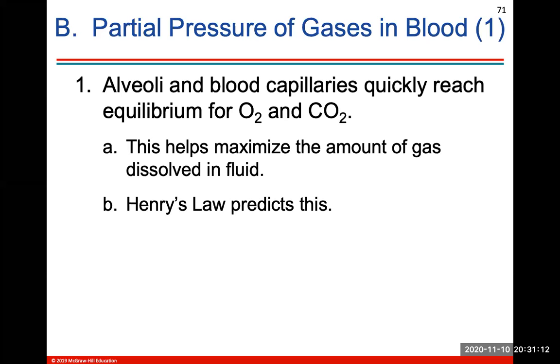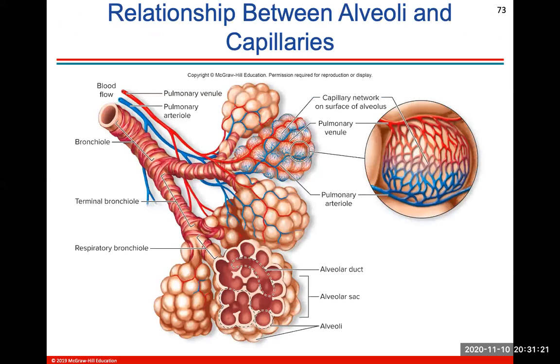So alveoli and blood capillaries quickly will reach equilibrium, and this will help maximize the amount of gas dissolved in fluid. Again, I'm going to skip over some of these physics laws, but what they're basically saying here is the relationship between the alveoli and capillaries. The capillaries surround the alveoli, which give an incredible way for gas exchange to occur quickly and passively, with oxygen moving from the air into the pulmonary capillaries and carbon dioxide moving from the pulmonary capillaries into the air to be exhaled.